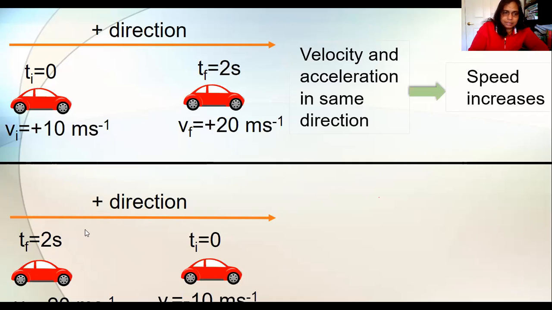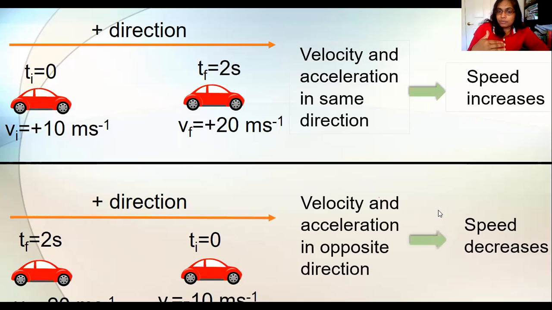And then in the second case, we defined the positive direction opposite to the motion of the car. The starting velocity is negative 10. The final velocity is negative 20. So the velocity and acceleration are in opposite directions. So that's basically the speed decreases, negative 10 to negative 20. So it's kind of like you apply brakes, or you're going in the opposite direction, like reversing, okay? So these are the two conditions that you would see in an acceleration problem.